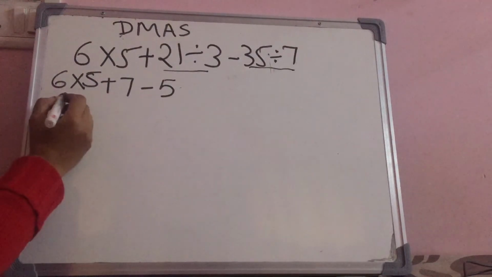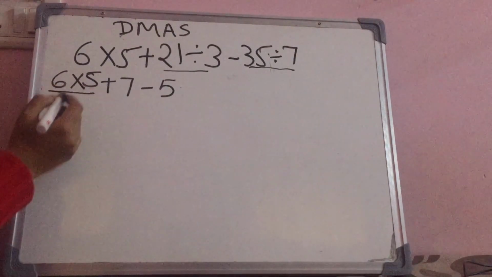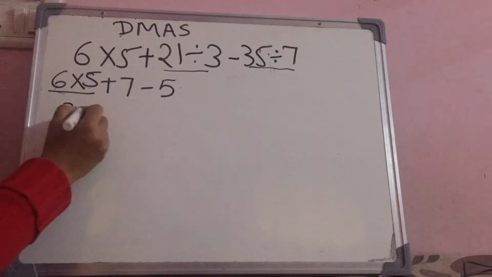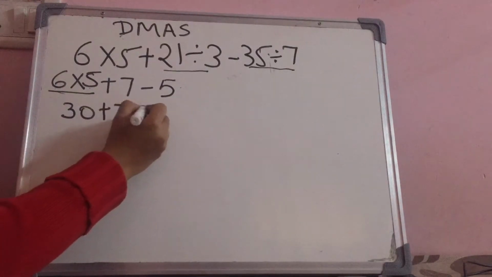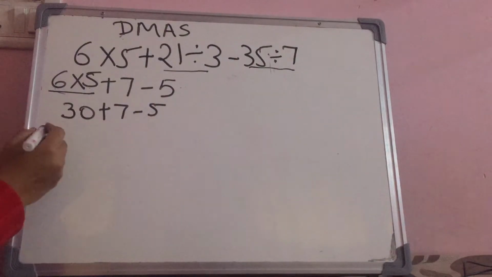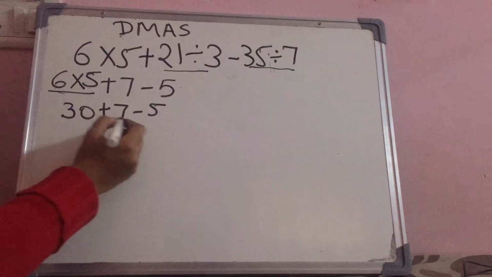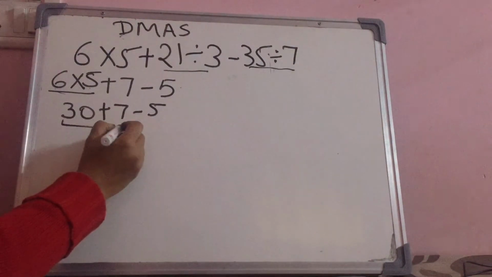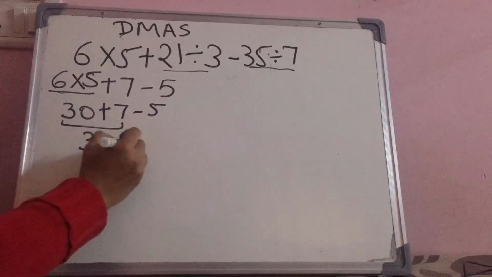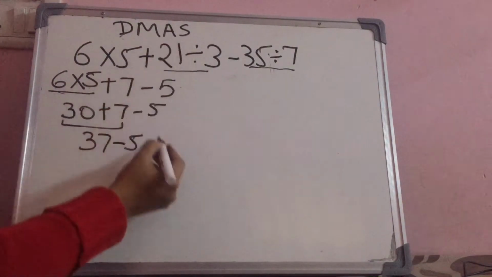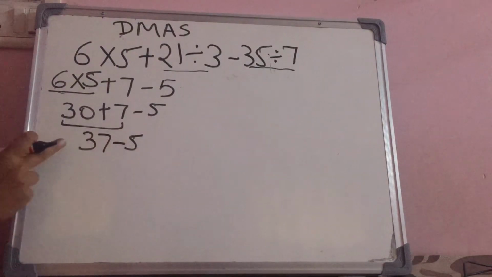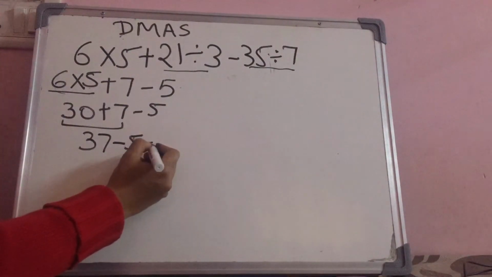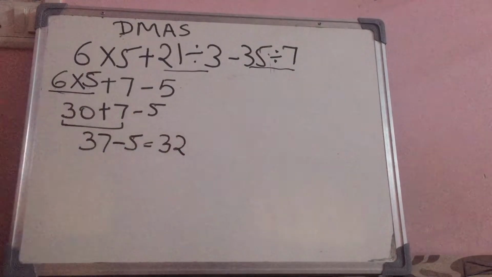We'll find where the multiplication is here. 6 into 5 is 30, plus 7 minus 5. Now the third step is addition. We will add the terms. Here is the addition. This is 37 minus 5. Now the last step is subtraction. Subtracting 5 from 37 we get 32. So 32 will be the answer if we solve this expression.